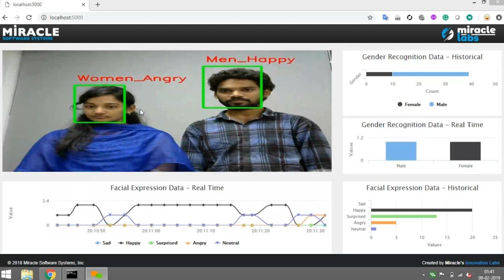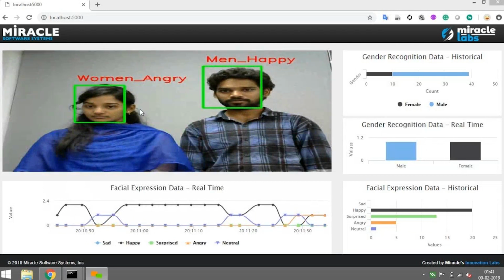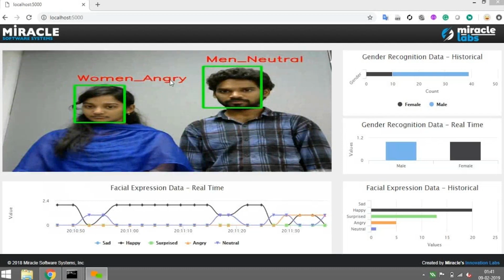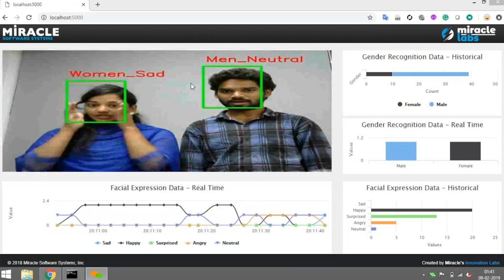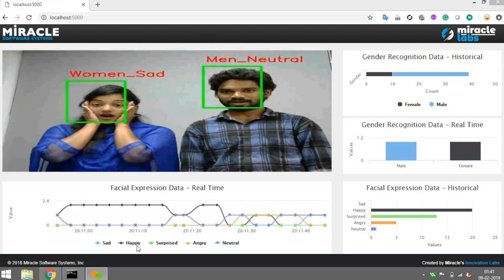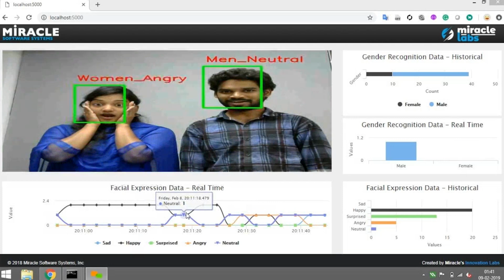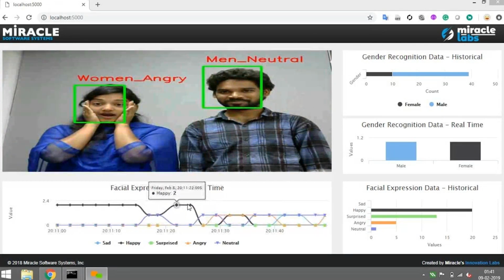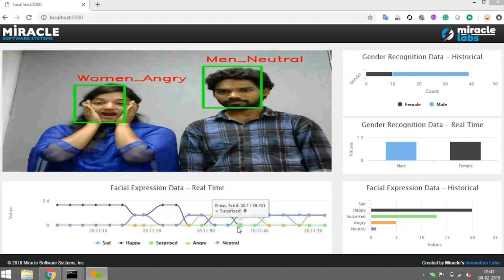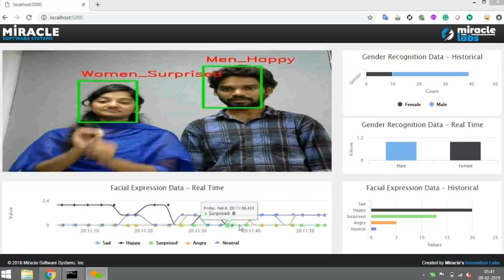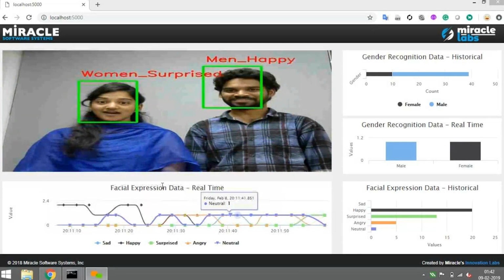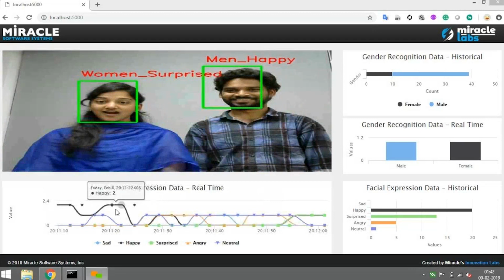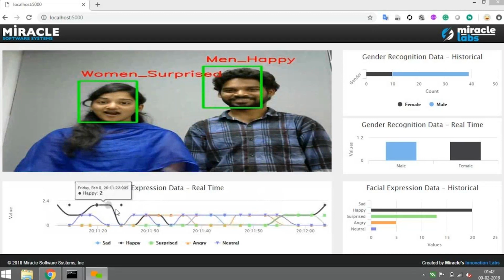And if they change their expressions, the application is able to showcase their expression as well, whether they're angry or neutral or happy or surprised. That will be reflected over here, and the same will be reflected over here as well. Here you can see that based on the time, it's showing that the person is surprised or the person is in a happy or neutral state. Here you can see that the 2 persons are in a happy state, like that.